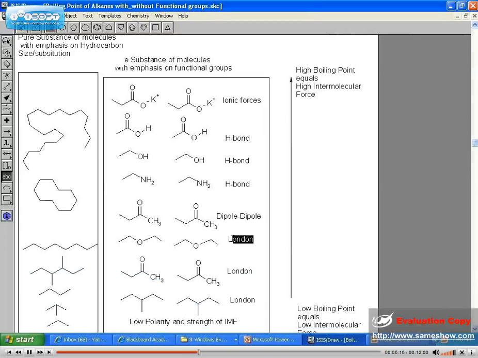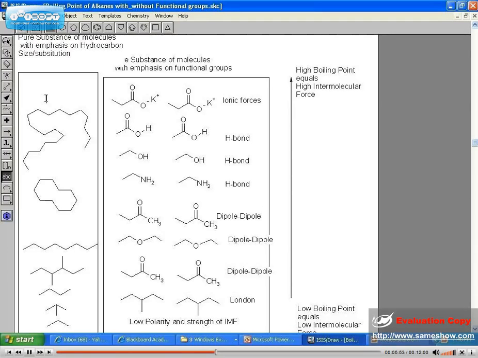Then we see typos. This should say dipole-dipole. This should say down here for these typos, real-time error correction, by the way. It should say dipole-dipole, and then these are London down here. So the weakest functional groups also have the weakest boiling points, or the lowest boiling points. And the strongest, highest polarity functional groups, such as ionic forces, therefore have the highest boiling points.